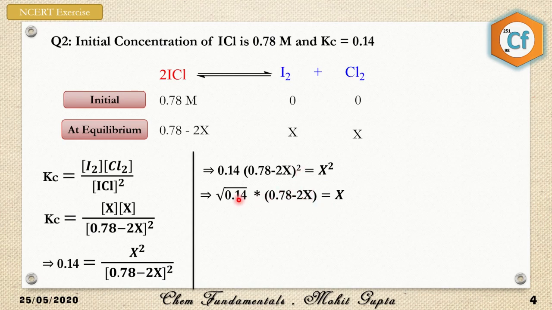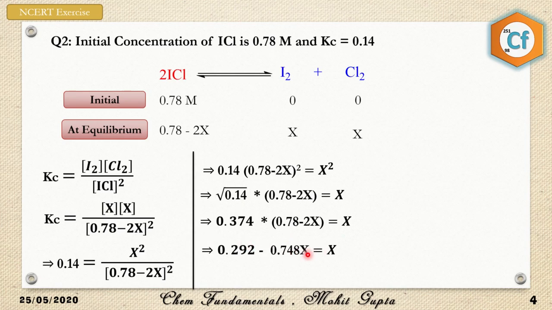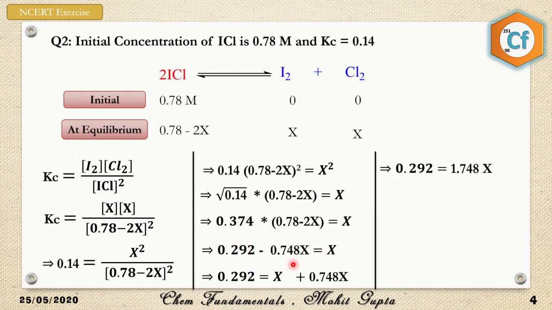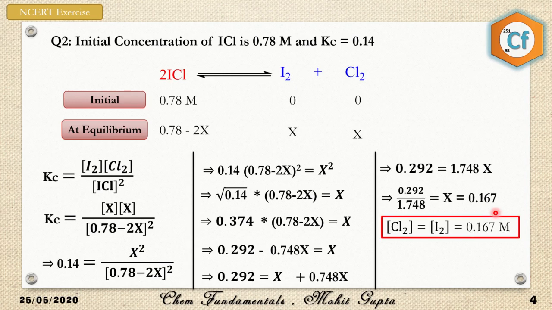So now the equation is very simple. We can easily solve it. Under root of 0.14 is 0.374, which on multiplication with 0.78 minus 2x would result in this equation. I have further simplified it, and at the end what I'll get, 0.292 is equal to 1.74x, and then x would be 0.292 divided by 1.748, which is equal to 0.167.